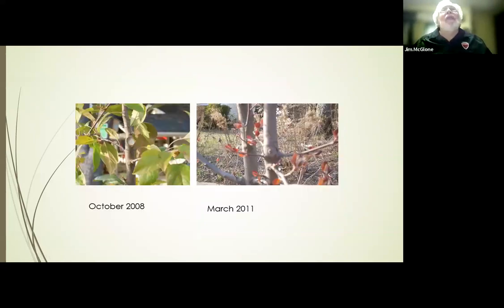Over time, this is what happened with that wound. So this is what it looked like in October 2008. Three years later, you can barely find the wound, and I don't have any more pictures because I don't know where this wound is on the tree. But also notice that the branch is straightened out, and there was a significant difference between the diameter here and the diameter here. And now, three years later, the diameters are almost the same. So you can barely tell that there was a kink in this branch.